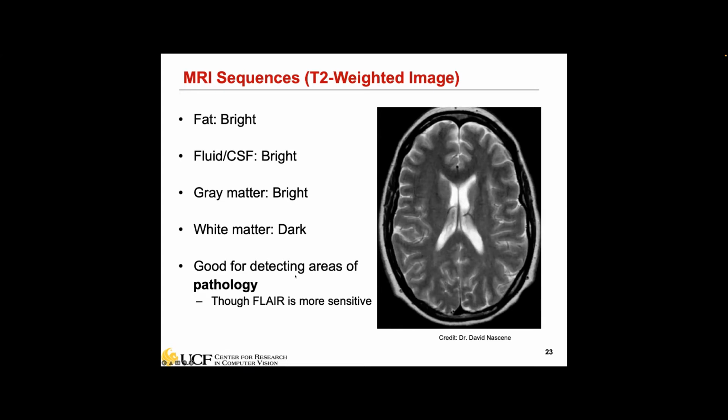So this T2 weighted image is good for detecting areas of pathology, right? If there's a tumor, there will be some bright regions on this T2 weighted image. Although FLAIR may be more sensitive to those pathologies.